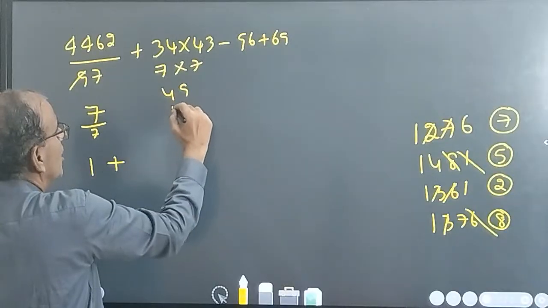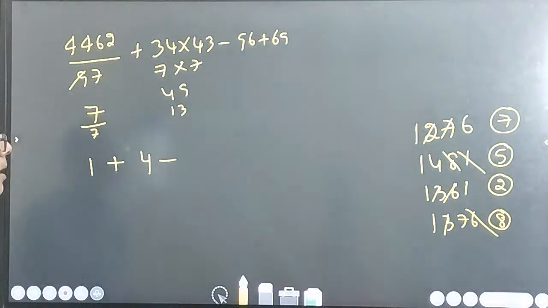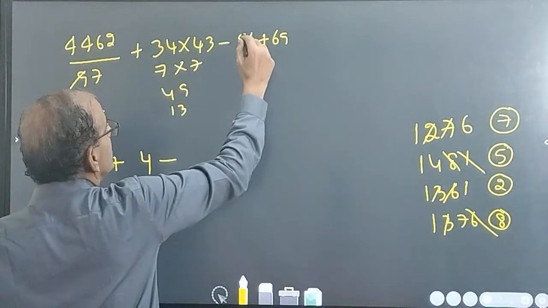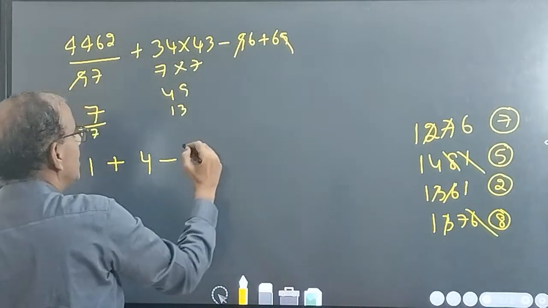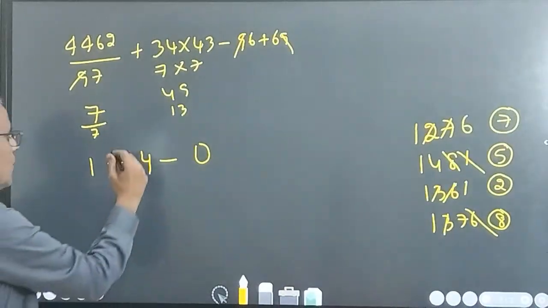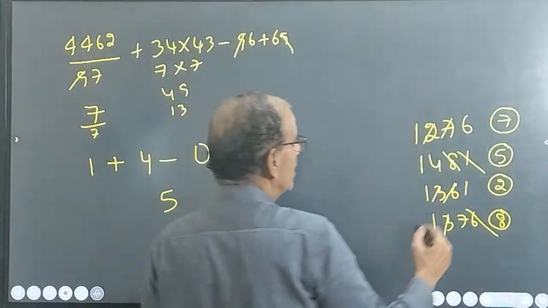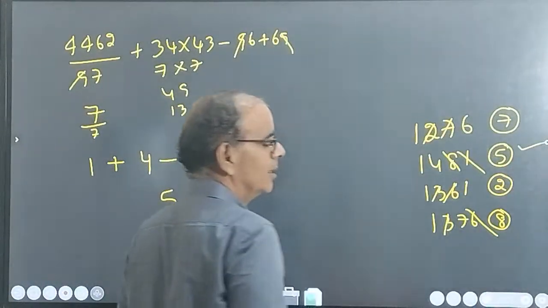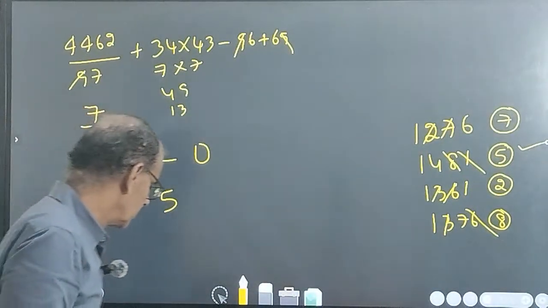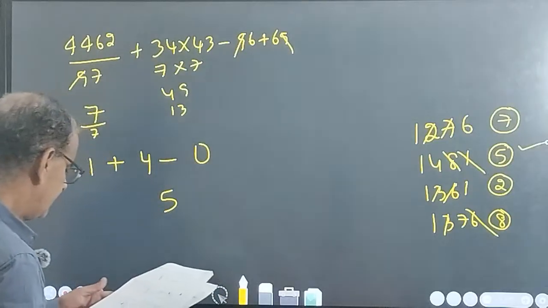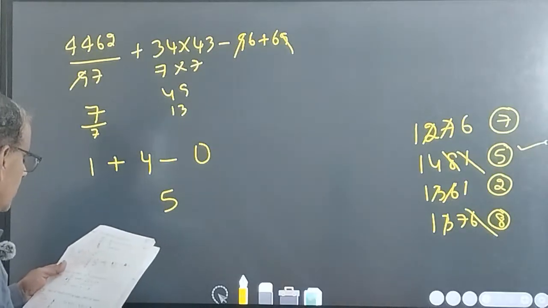49 means 4 plus 9, how much? 13. 13 means how much? 4. Minus 9, 0, 9, 0. Minus 6 and plus 6 will be 0. So 1 plus 4, how much? 5. What is the answer? This is the answer. Within 20 seconds you will be able to solve these problems. Okay. Then next question.